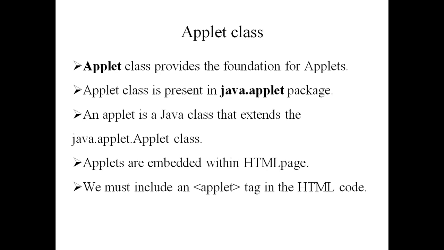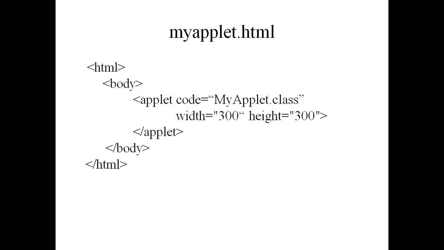Now the created applet program is then embedded inside an HTML page. So we have to write an HTML code inside which we are going to embed our applet class. To include it in the HTML code, we must write an applet tag. The applet tag is defined for the HTML page of an applet. Now this is how the HTML page looks for an applet. We are going to embed our applet program inside this HTML page. So this is the structure of the HTML code.